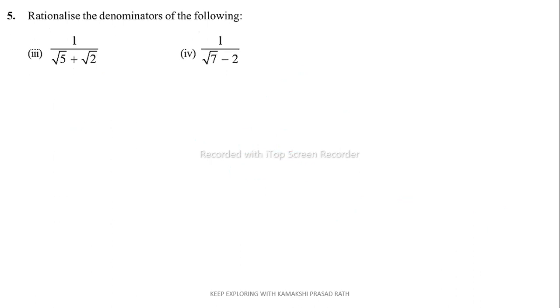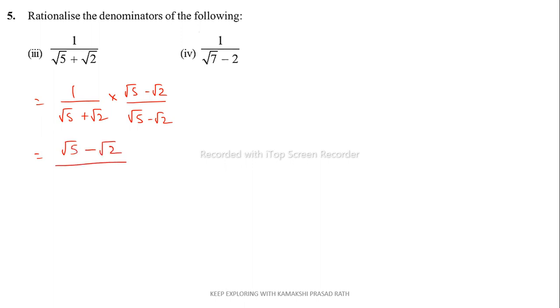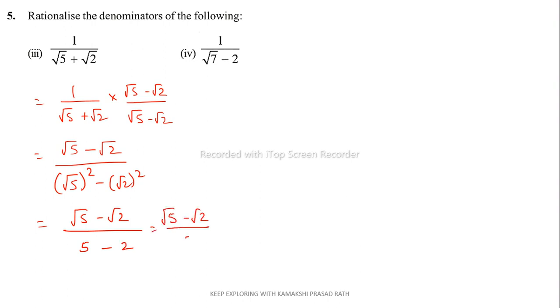The last one, 1 by root 5 plus root 2. Same concept. The denominator is in the form of a plus b. So we'll multiply with a minus b. So numerator is left with root 5 minus root 2. There is nothing else to multiply. And the denominator we can write as root 5 whole squared minus root 2 whole squared. Because we have a plus b into a minus b, we get a squared minus b squared, third identity. So we get root 5 minus root 2 by root 5 whole squared is 5, root 2 whole squared is 2. So we got root 5 minus root 2 by 3.